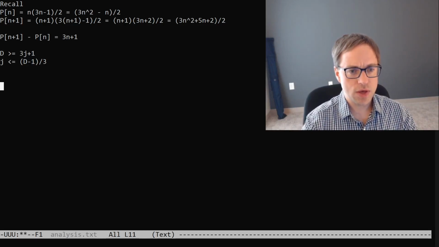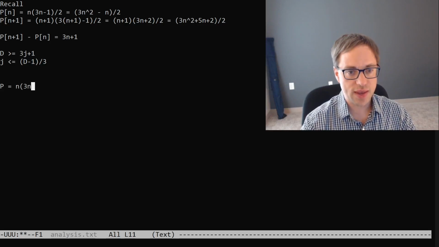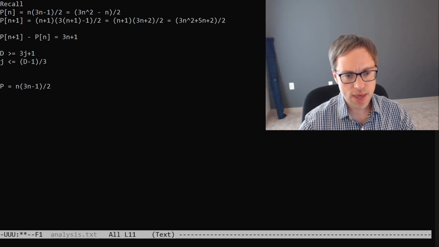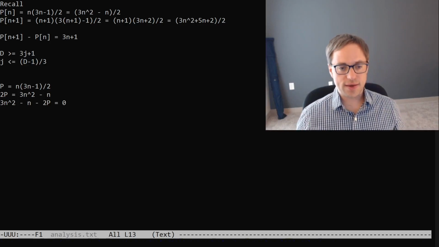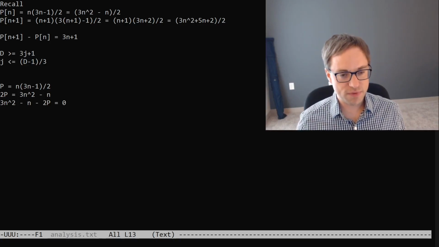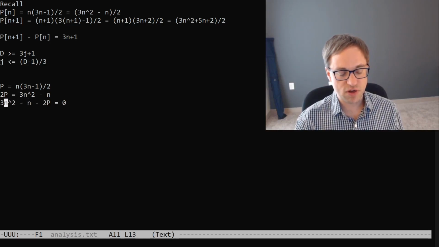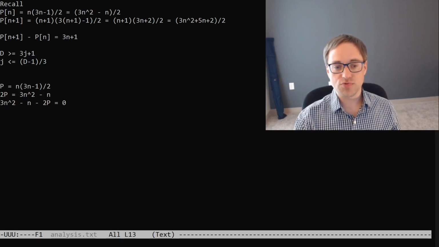Going down here, we'll start with p is equal to n times 3n minus 1 over 2. We can do some basic algebraic manipulation to get 2p is equal to 3n squared minus n. Then we can rewrite that as 3n squared minus n minus 2p is equal to 0. This might already be setting off some alarm bells for some of you. If we look at this from the perspective of n, this is a quadratic equation.